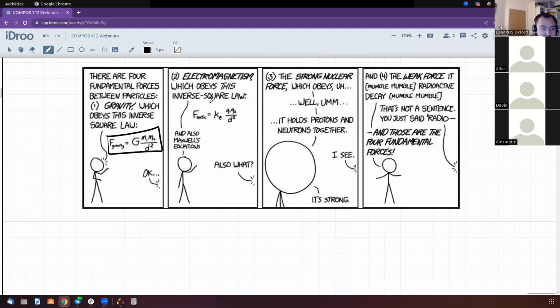The second is electromagnetism, which obeys this inverse square law. So the electrostatic force, we understand this very well. And also there's Maxwell's equations. And then the strong nuclear force, which holds protons and neutrons together, and it's strong. And then there's the weak force, something about radioactive decay, something. And those are the 4 fundamental forces. So basically, it's a person who has very little understanding of what the forces are about.